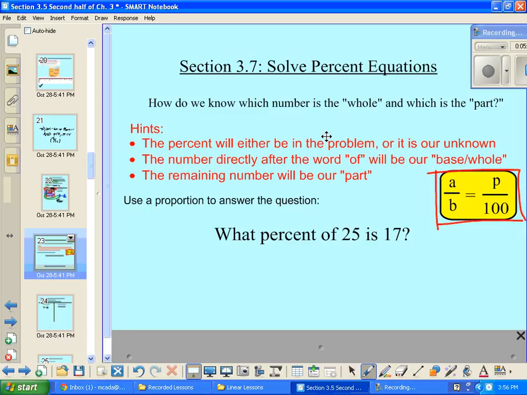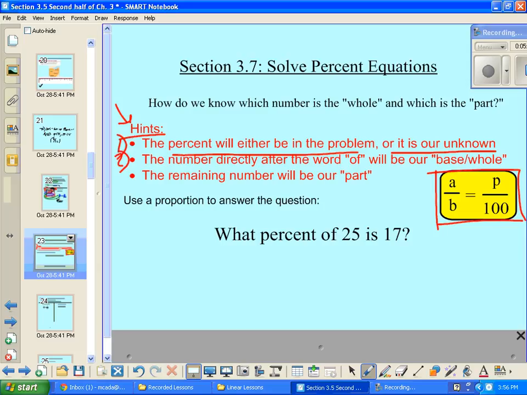So here are my hints. Copy these down as well. Here are my hints to help you find out what number goes where in that proportion. Number one, the percent will either be in the problem, like it'll say 20% or 75% or whatever it may be, or that'll be what we're trying to find, our unknown. So either it will be in the problem, or that's going to be our unknown, the variable for what we're trying to find for our answer.